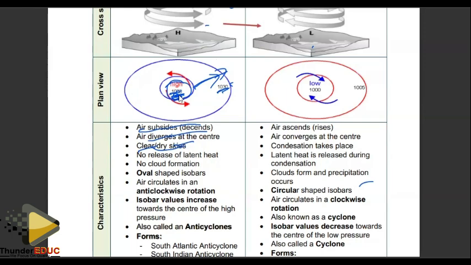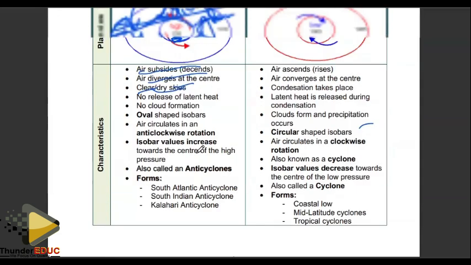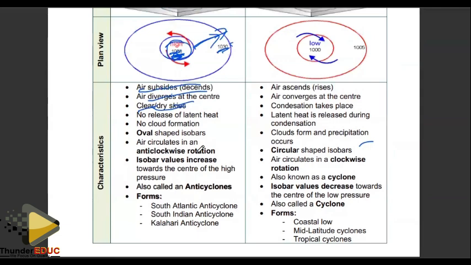Right, and it's called an anticyclone. We've talked about that. We have 3 typical subtropical anticyclones that affect the weather system in South Africa. On the west we have the South Atlantic, on the east the South Indian, and over the interior we have the Kalahari anticyclone, or the Kalahari high pressure cell. Those are the 3 typical anticyclones that affect South African weather.